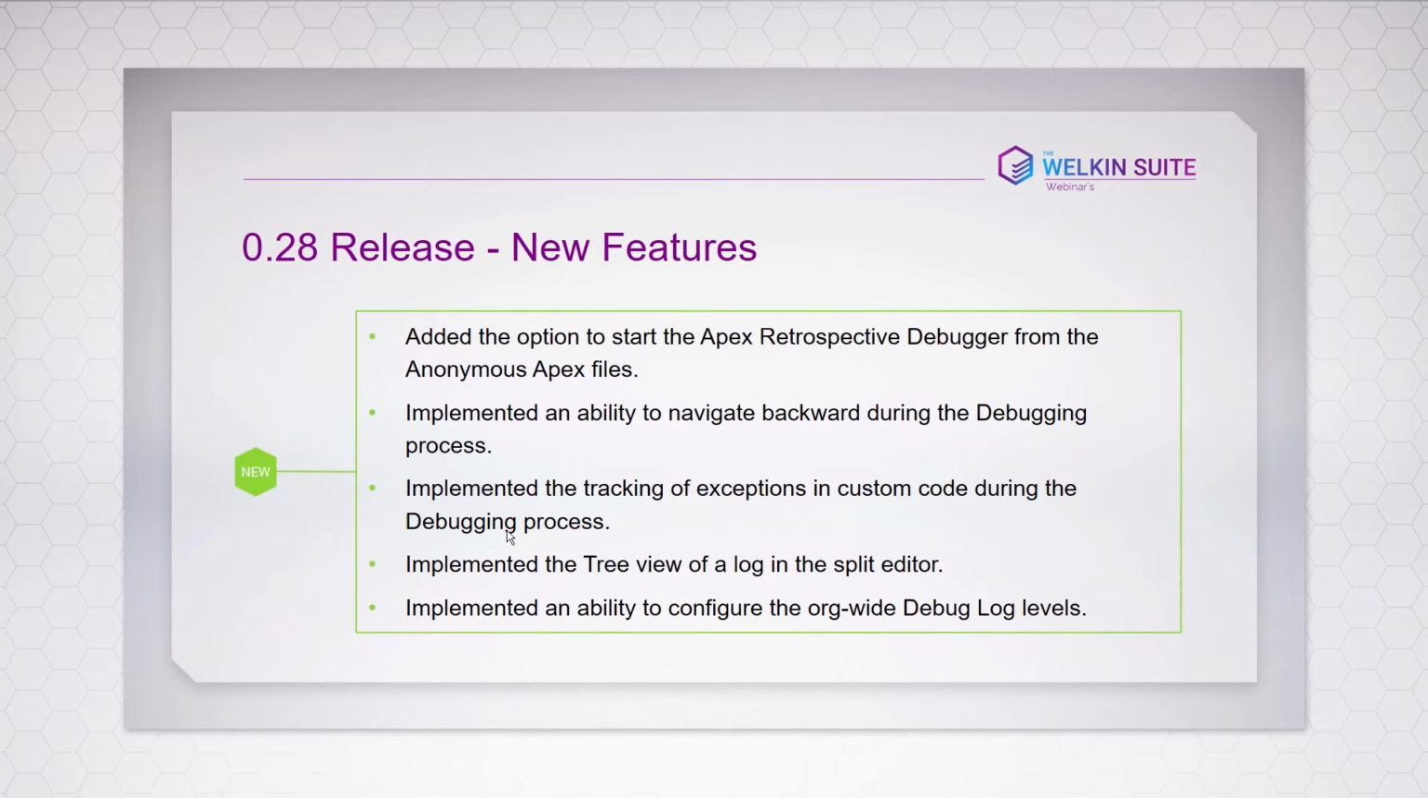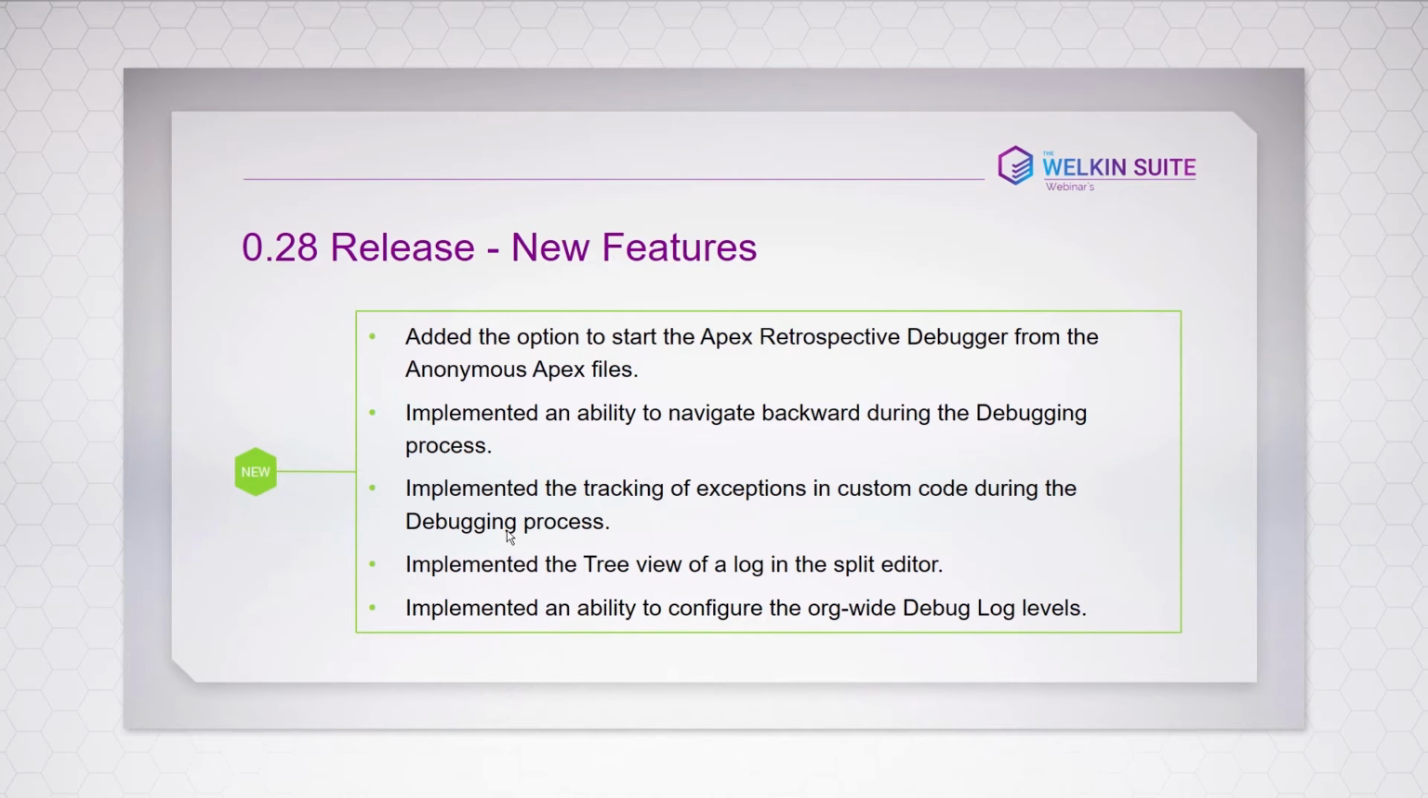Okay, and then also when dealing with the logs, now the Welkin Suite keeps track of the last state of the show only user debug messages option. So from now on, you don't always need to be re-engaging this function, which removes one of those nuisances that you have to deal with.